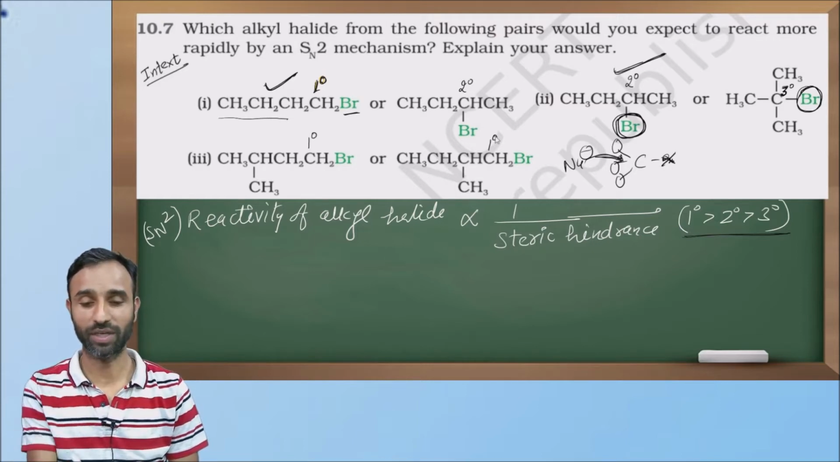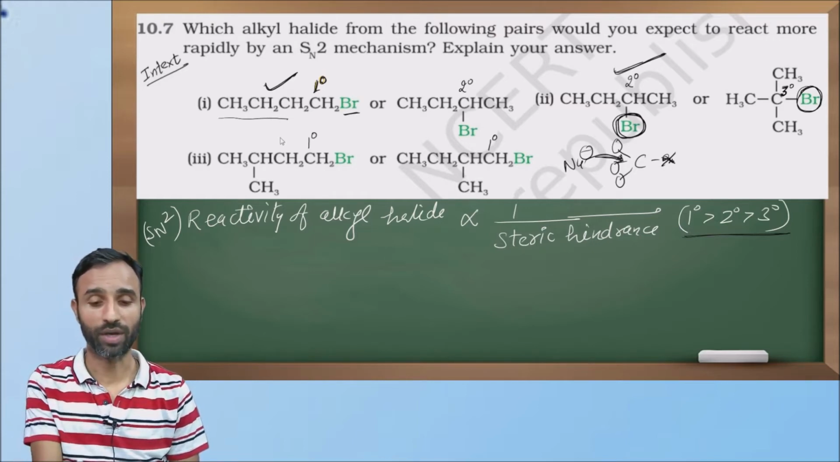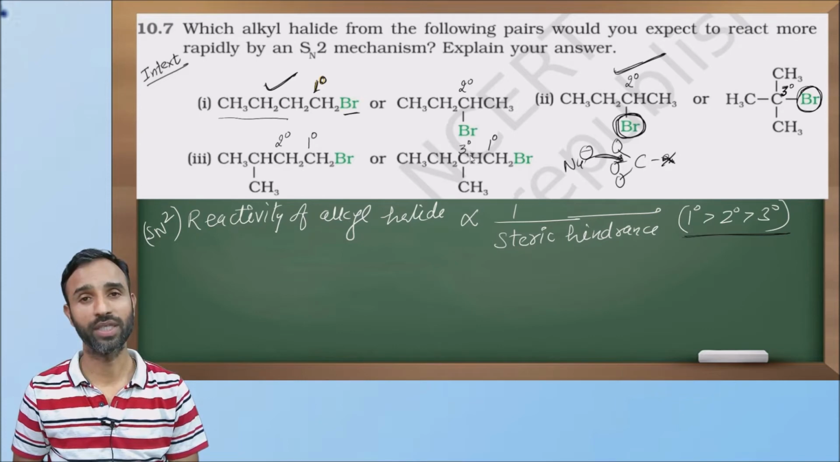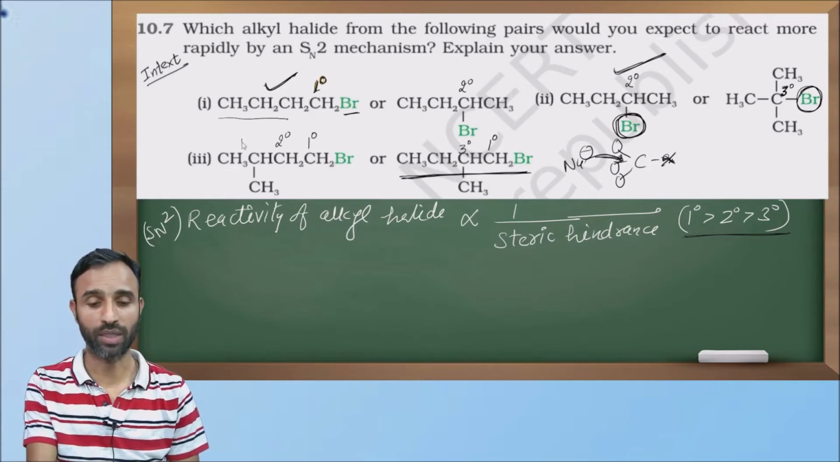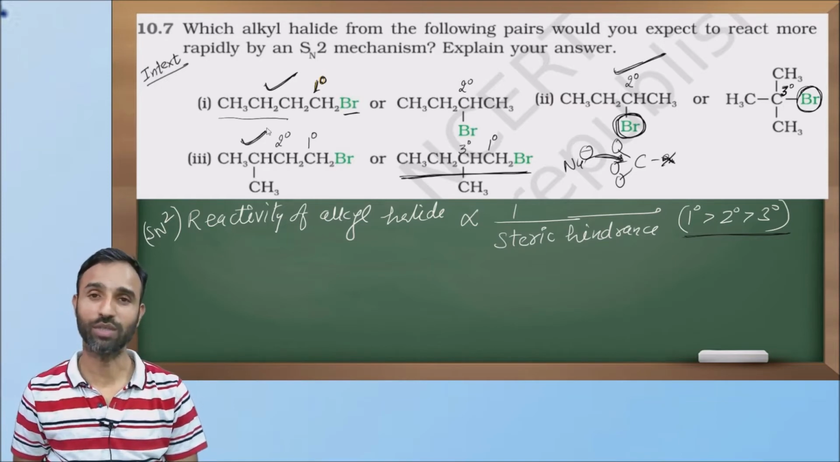Yes, then we say the second one. See, here it is secondary and on the other side it is tertiary. So obviously hindrance is more on this alkyl bromide than this. That's why this one is more reactive. In all the three cases, the first one is more reactive than the second one.